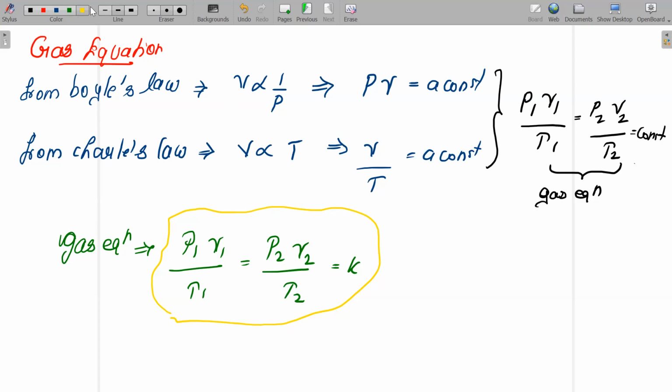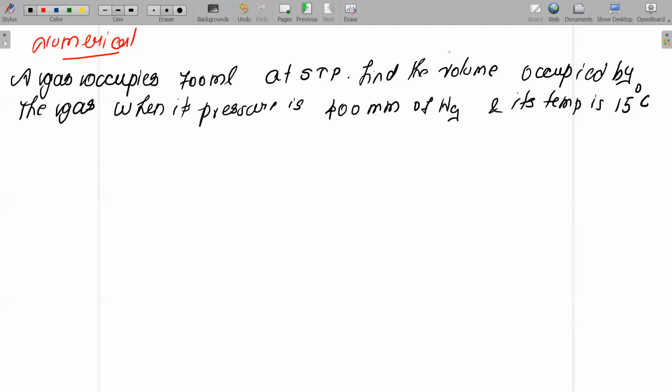Fine. Now we'll do a numerical. So listen carefully, children. We are going to do a numerical related to the gas equation. They gave it as a gas occupies 700 ml at standard temperature and pressure, that is STP. Find the volume occupied by the gas when its pressure is 400 millimeter of mercury and its temperature is 15 degrees Celsius. So children, you should write what is P1, V1 and T1 and P2, V2, T2.